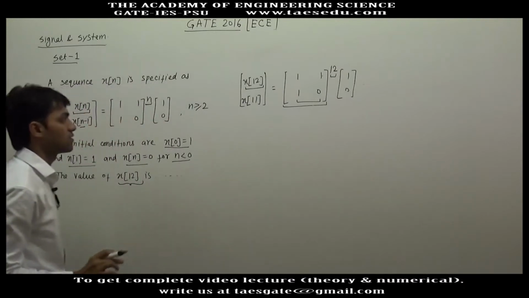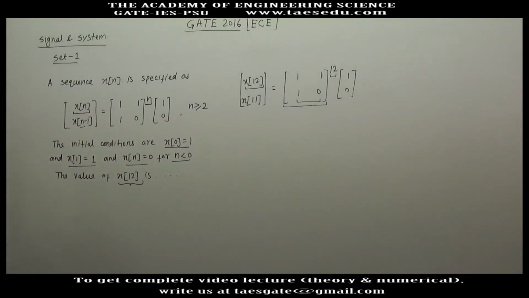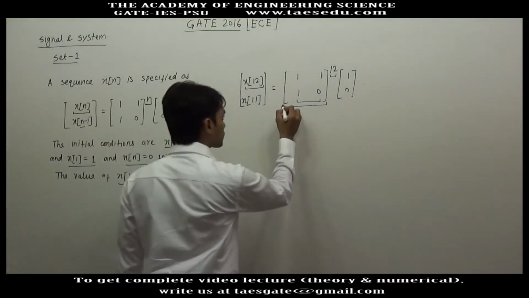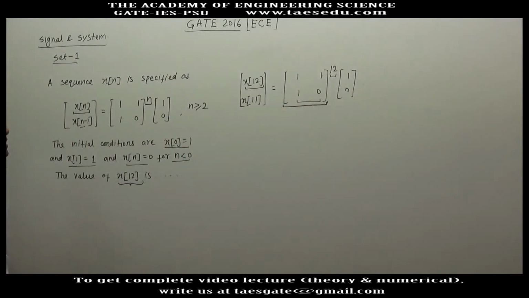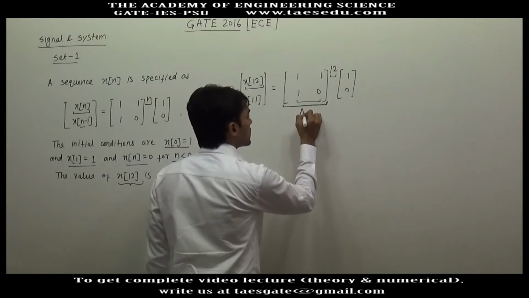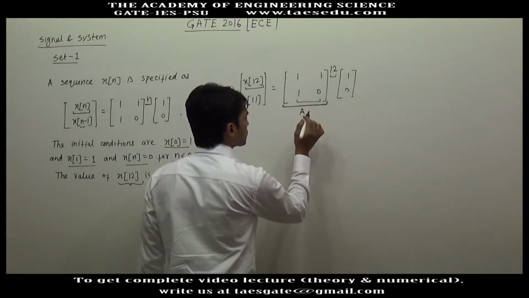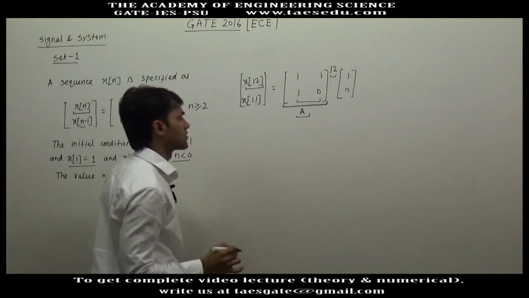To find this matrix power, we will use the Cayley-Hamilton theorem. The Cayley-Hamilton theorem says that this matrix A satisfies its own characteristic equation.